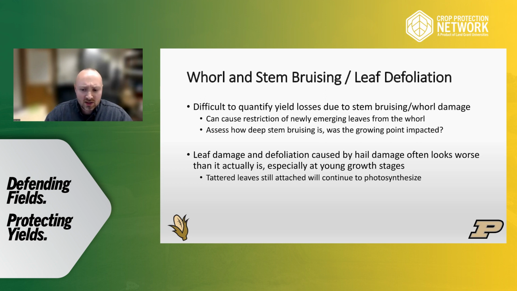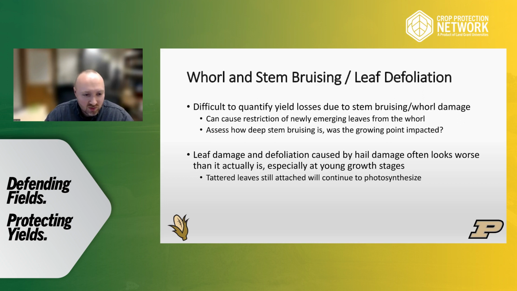Another important aspect is that when we're evaluating leaf defoliation, what we're really trying to look at is the leaves that have been completely detached from the plant. If you're seeing tattered, torn up leaves that are still attached to that corn plant, those leaves can actually still photosynthesize. And that's important because those leaves are still going to help that plant.